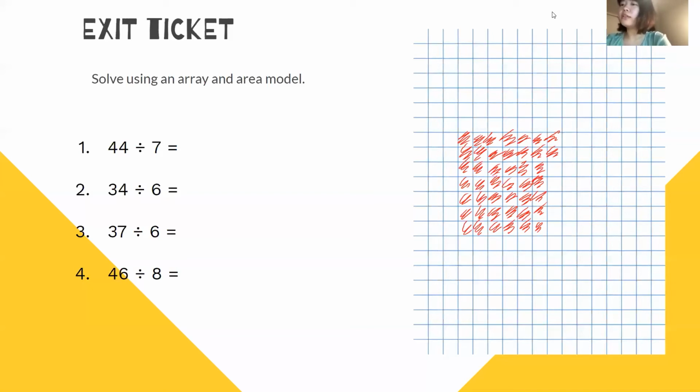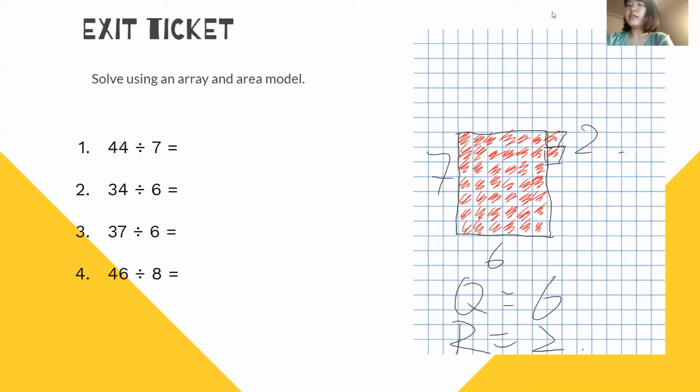Okay, so we can see we have a rectangle right here. And the width of the rectangle, as we already know, is 7. And the length right here is 1, 2, 3, 4, 5, 6. We have 6 for the rectangle, and we have 2 extra squares on the side. The length is equal to the quotient, which is 6, and the remainder is 2. So 44 divided by 7 is 6, remainder 2.